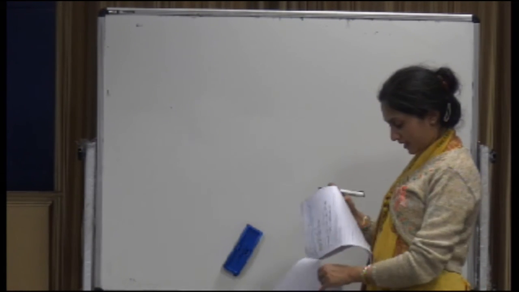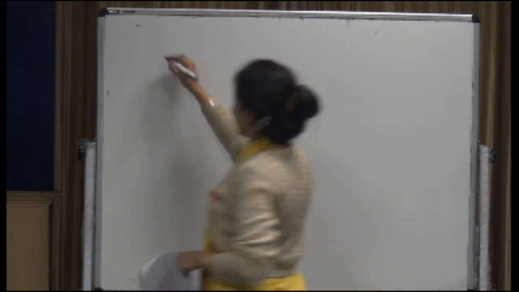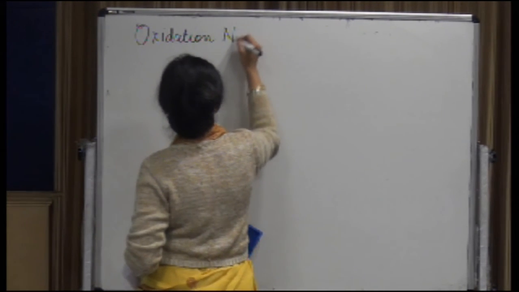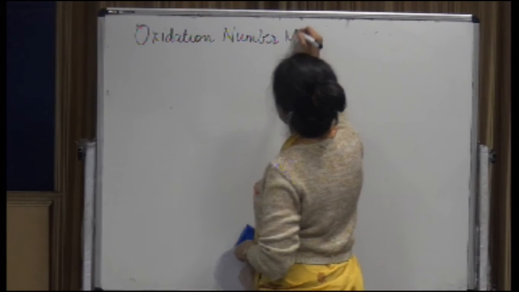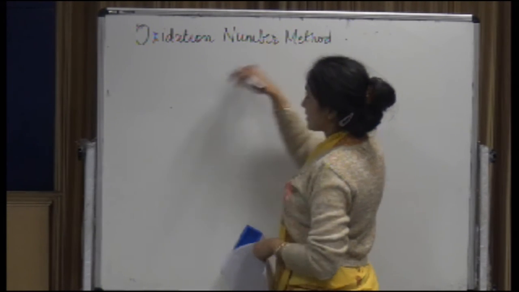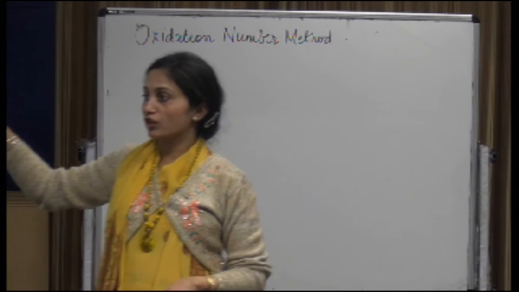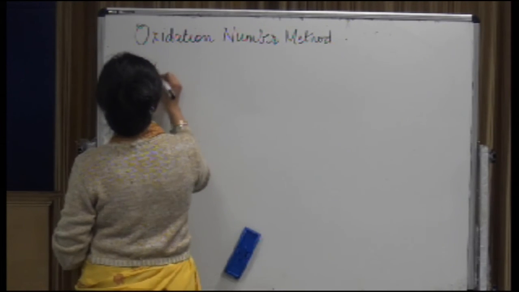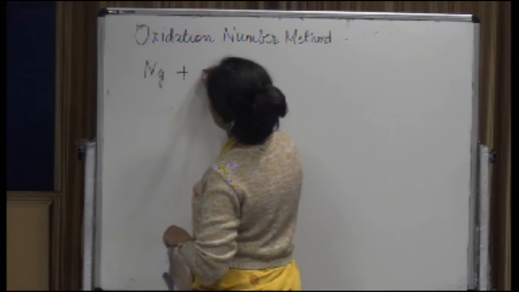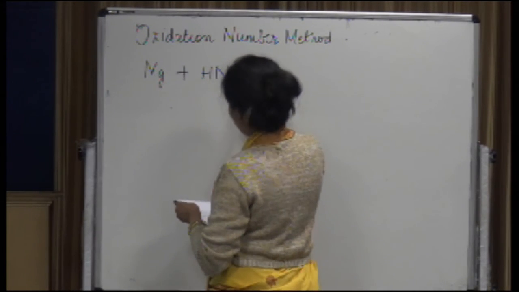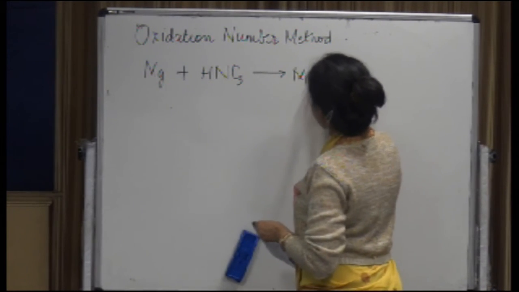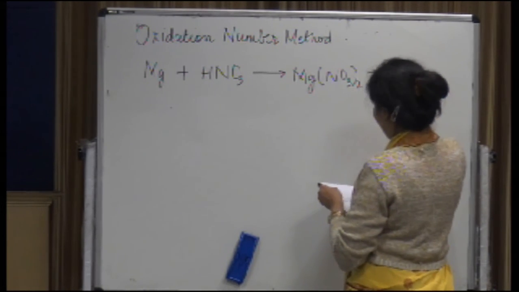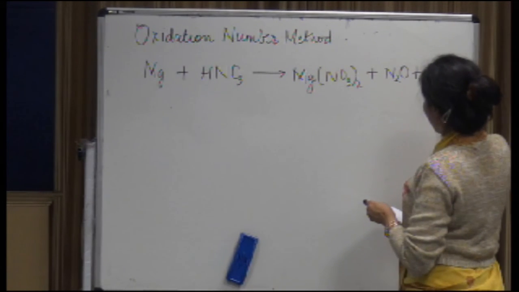Alright, let me take up an example and explain. Attention onto the board now, and then I'll give you questions to practice. Oxidation number method: as the name suggests, you will have to write down the oxidation number for each of the elements. Let me give you a reaction. Okay, write down the reaction: Mg plus HNO3 giving Mg(NO3)2 plus N2O plus H2O.